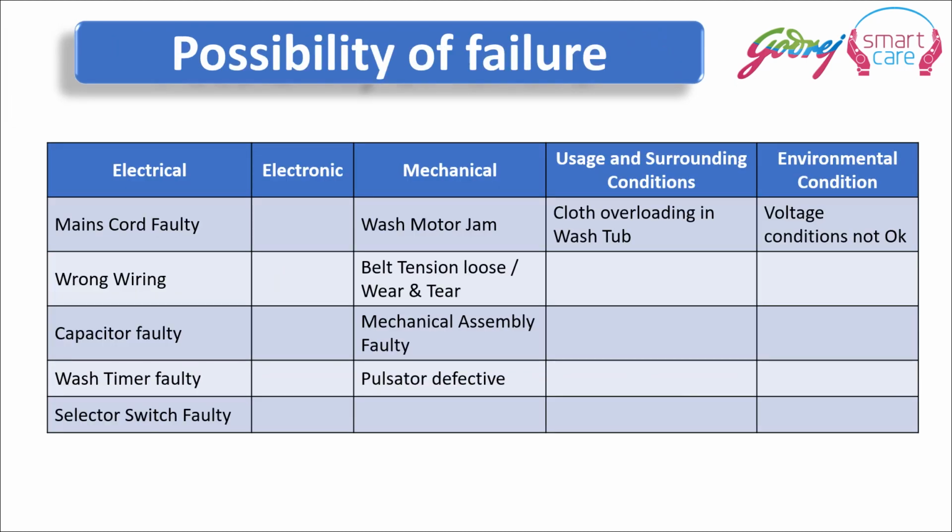The possible failures: main cord faulty, wrong wiring, capacitor faulty, wash timer faulty, and selector switch faulty are electrical types of defect. Wash motor jam, belt tension loose or wear and tear, mechanical assembly faulty, and pulsator defective are mechanical types of defect. Cloth overload in the wash tub is a usage condition, and voltage condition is an environmental factor.